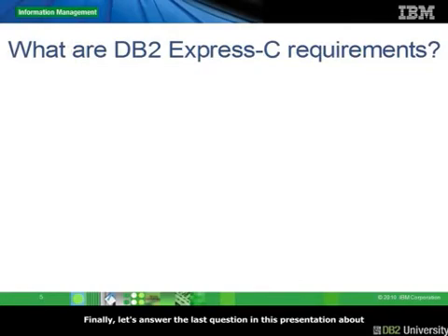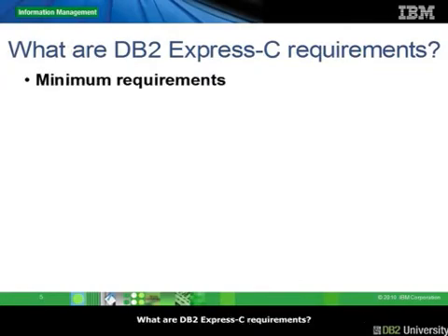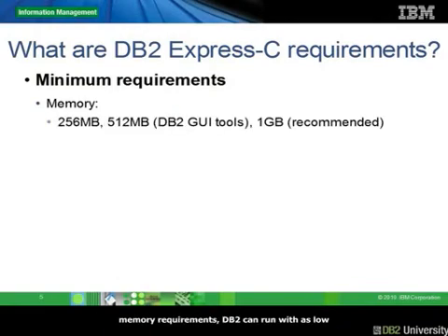Finally, let's answer the last question in this presentation about what are DB2 Express-C requirements. DB2 can be installed in most systems today. In terms of minimum memory requirements, DB2 can run with as low as 256 MB. If using DB2 graphical tools, you need at least 512 MB. The recommendation is to have at least 1 GB of RAM.